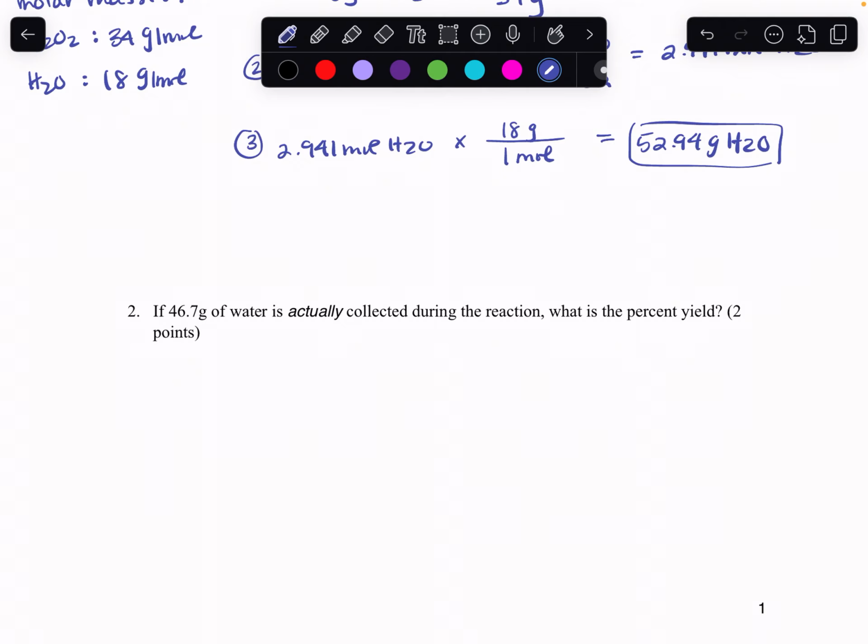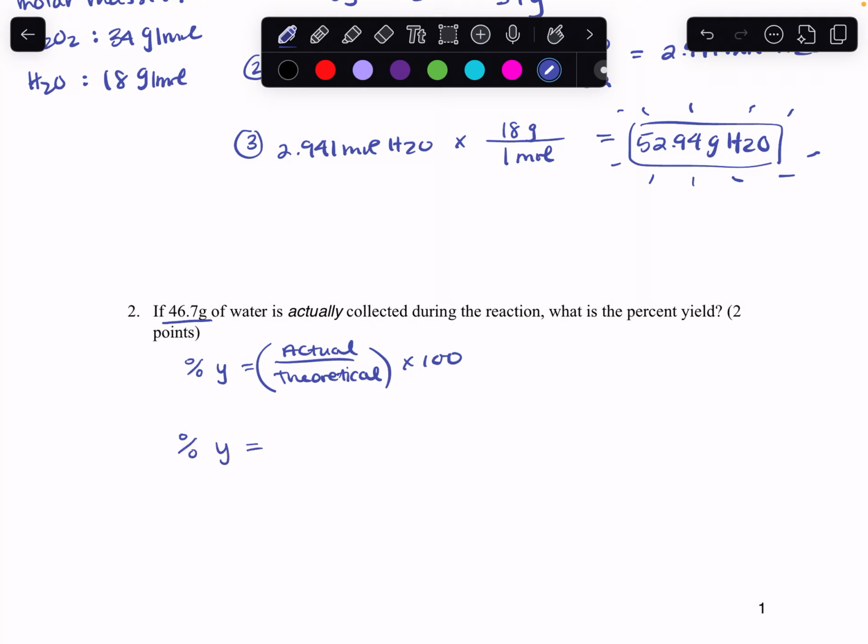Okay, so if I come down and look at the second one, it's kind of related to the first question, right? So if 46.7 grams of water is actually collected during the reaction, what is the percent yield? So on the first page of the exam, you will get the percent yield formula. Percent yield equals actual over theoretical yield. Our theoretical is what we just calculated right here in this question. So you're going to bring that down to the second part, and you're going to set up your equation.